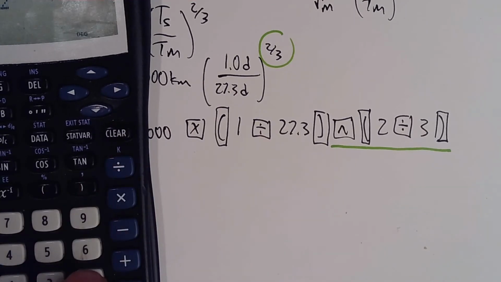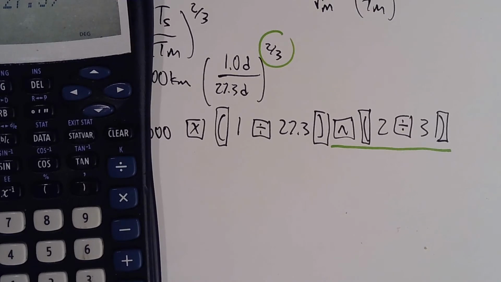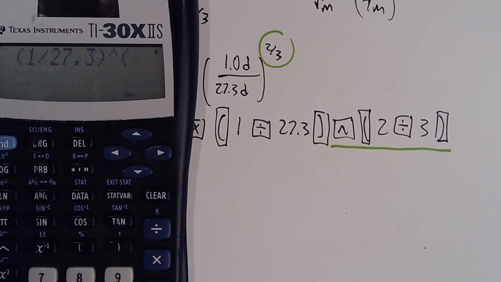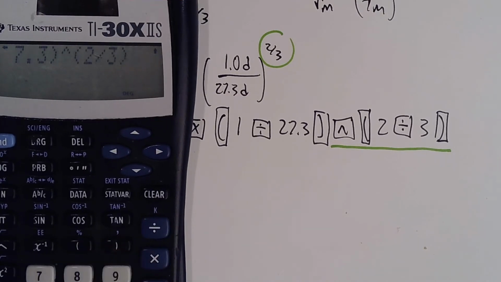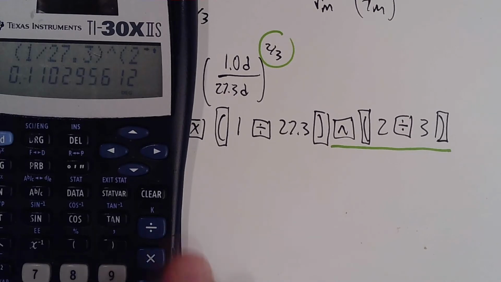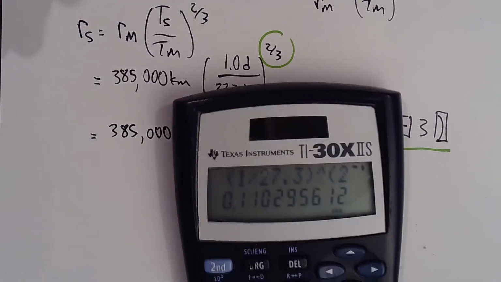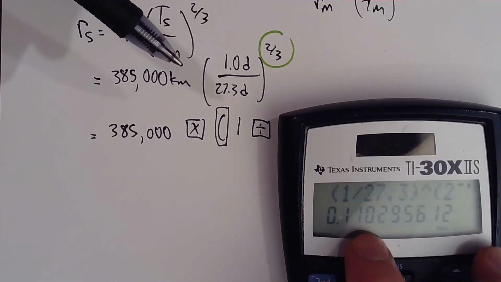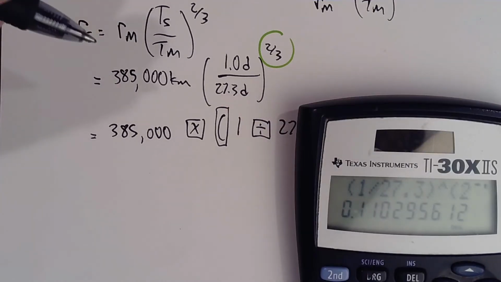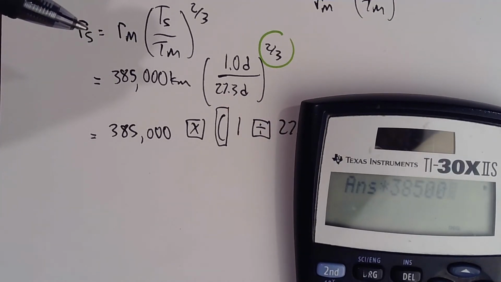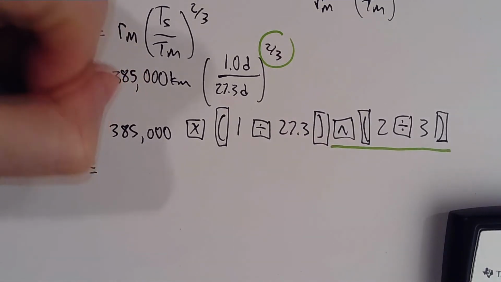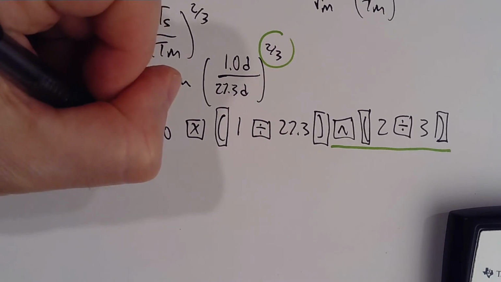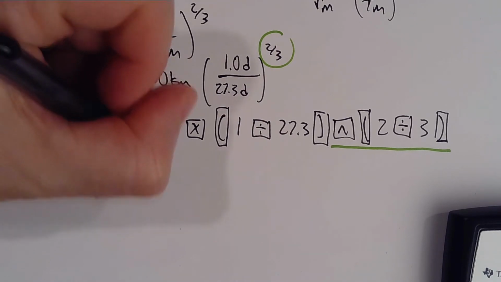So 1 divided by 27.3 to the open parentheses 2 divided by 3 power. Okay. So basically, what that's telling me is that our orbital radius for the satellite is going to be at about 11% the distance that the moon originally was. So that ends up being about 42,000, 400, I don't know, 60 or so. Let's run the rounding.